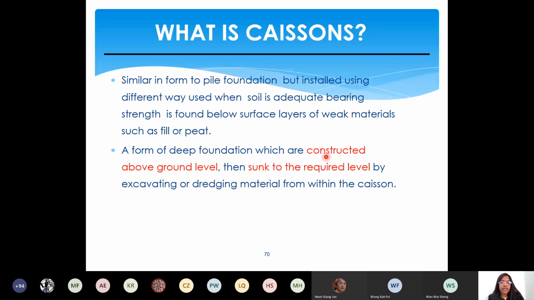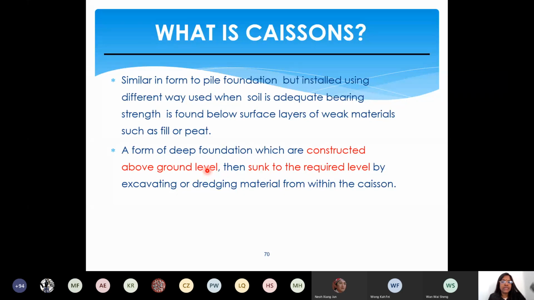If it is soft soil throughout, you must go for pile foundation, right? A caisson is a form of deep foundation which is constructed above ground level, then sunk to the required level by excavating or dredging material from within the caisson. So it is a type of foundation constructed above ground level. Sometimes there is a necessity for the foundation to continue to the top, because my structure is a flyover. Sometimes it may be a crossing.